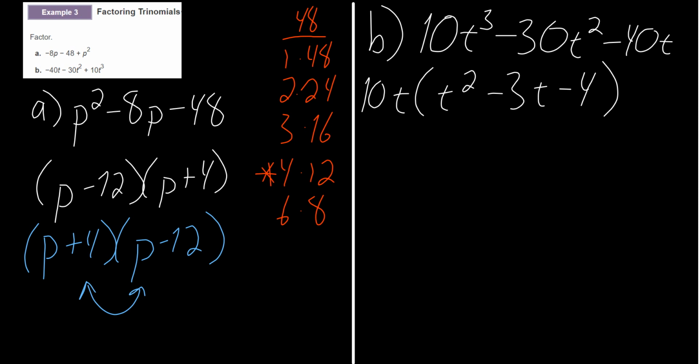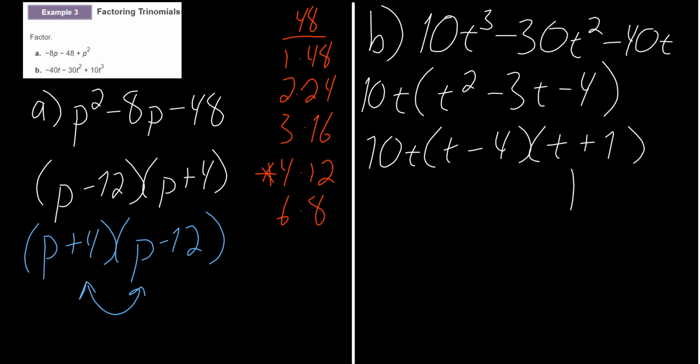We're going to ask ourselves, what are my factors of 4 that'll give me negative 3? Well, that's pretty easy, right? Make sure you keep this 10t out front. And then we got a t here, t there, and negative 4 or positive 1. And there's a good example right there. The little serif on the t helps a little bit, right? It's not going to be much of a difference, so you can do what you want to, but I would just suggest it. 10t times the quantity of t minus 4 times t plus 1.